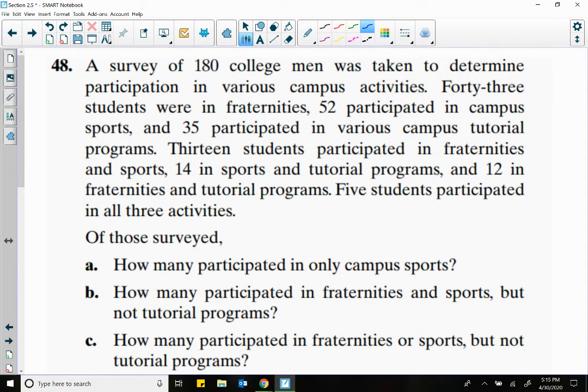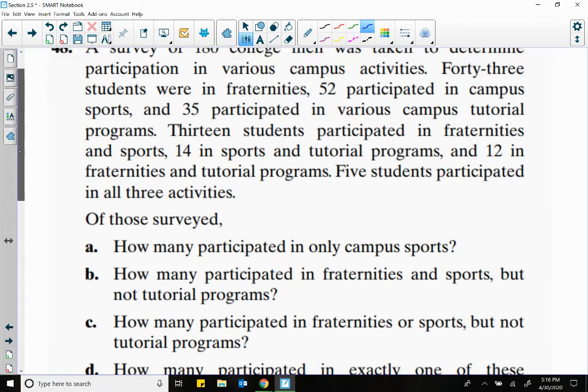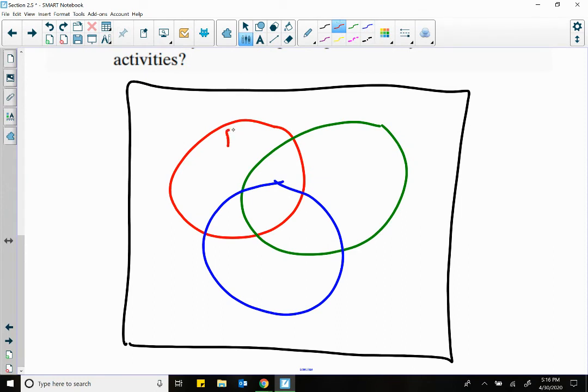So it says a survey of 180 college men was taken to determine participation in various campus activities. 43 students were in fraternities, 52 participated in campus sports, 35 participated in various campus tutorial programs. 13 students participated in fraternities and sports, 14 in sports and tutorials, 12 in fraternities and tutorials, and finally, 5 students participated in all 3. All right, so we have frats, sports, tutoring, and of course we have the universe.